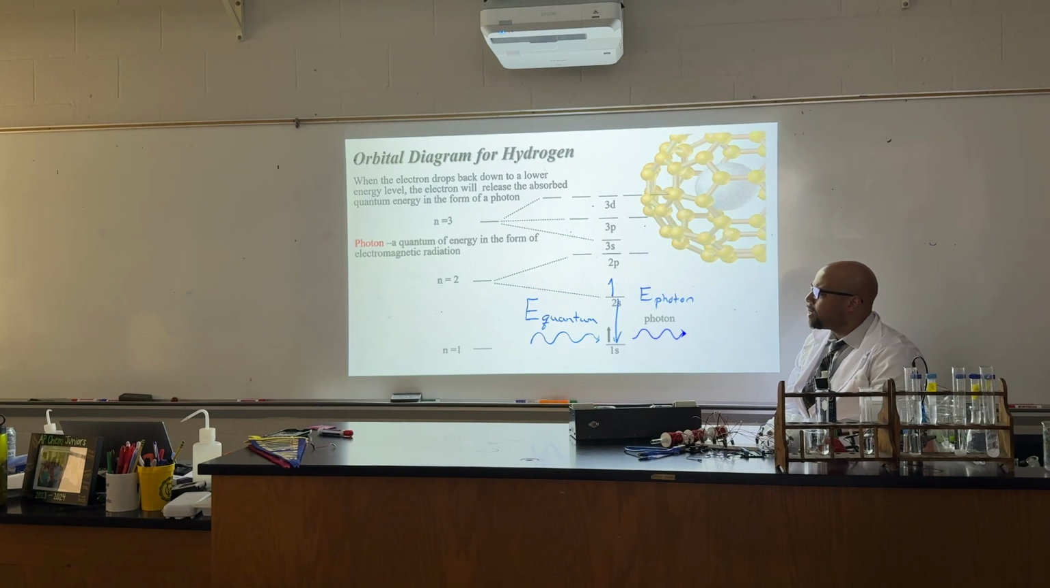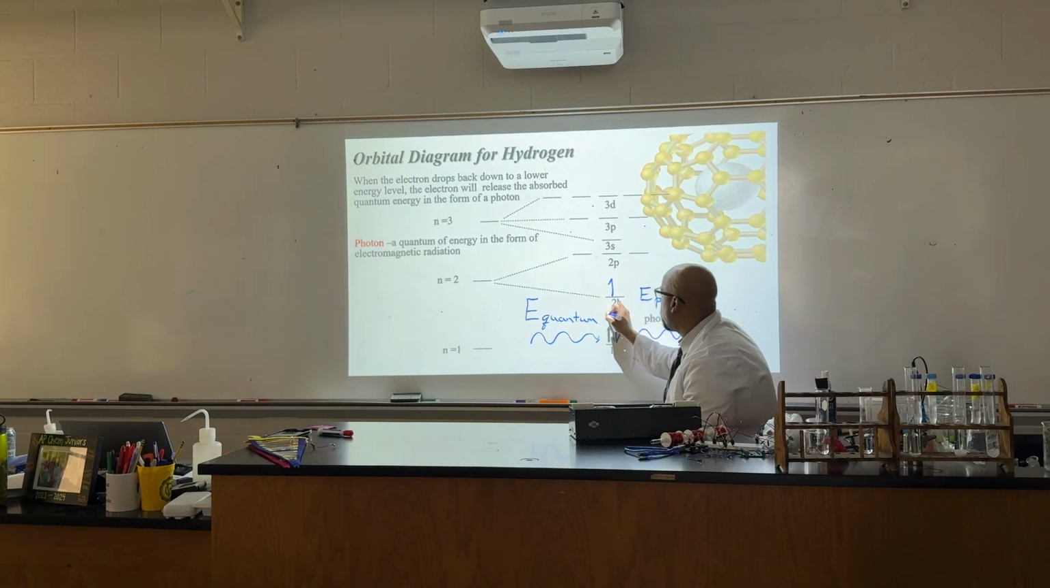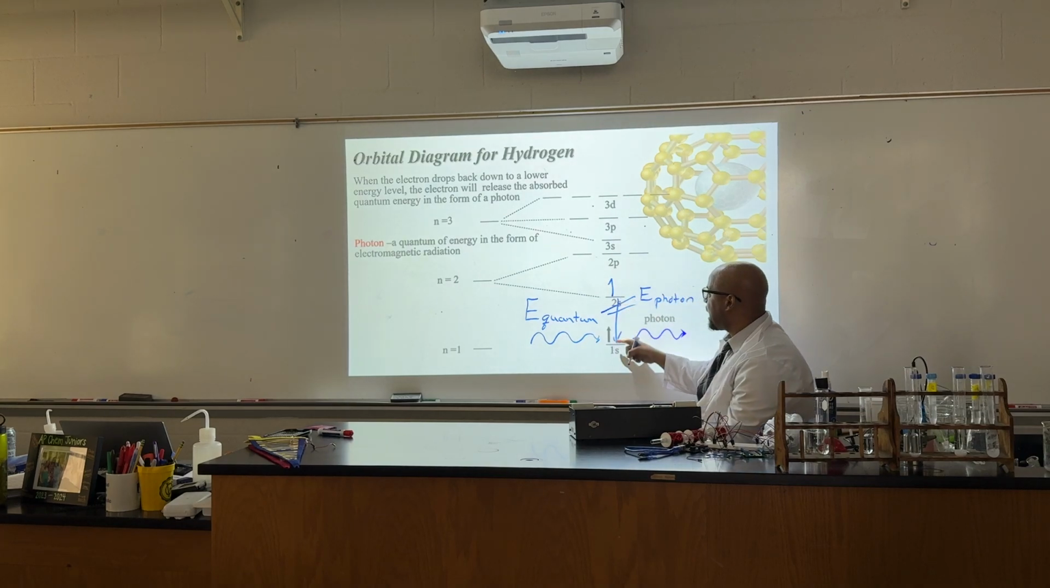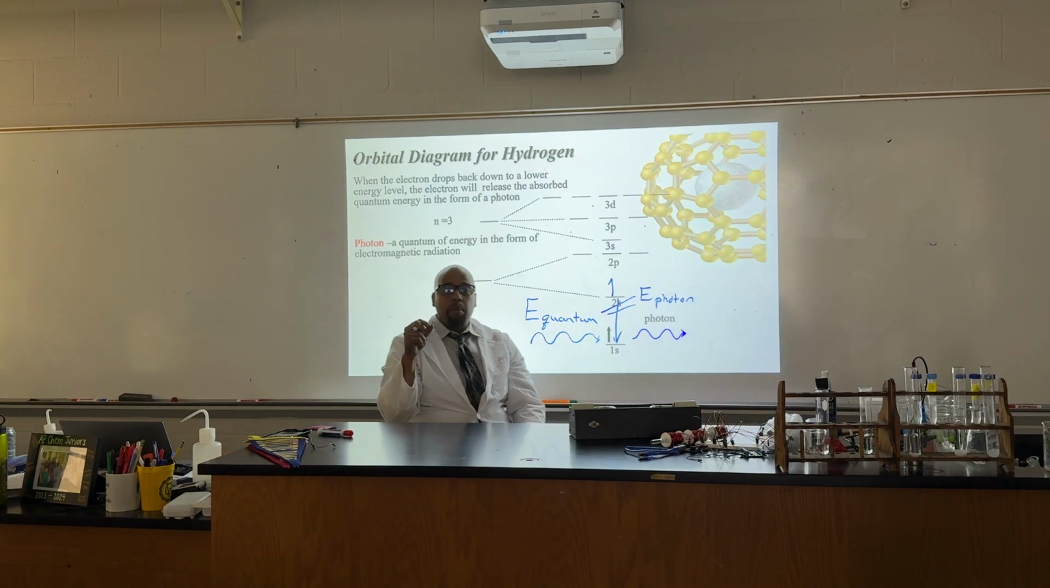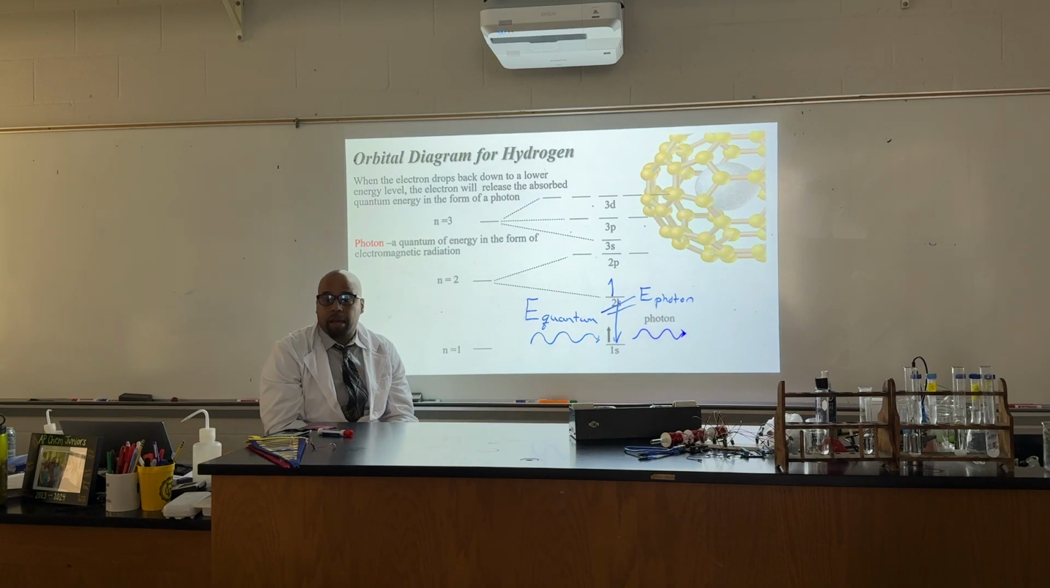What can you tell me the relationship is going to be between the energy of the quantum and the energy of the photon for this relationship here? They're going to be equal. Absolutely. They are going to be equal to each other because that's the exact same amount of energy. One is going up, one's going down, but yet it's still the exact same amount of energy.